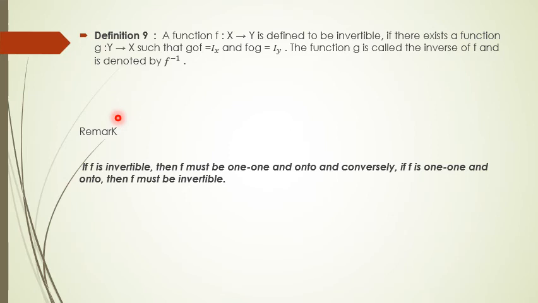Here is one remark, a very important point. If f is invertible, then f must be 1-1 and onto. Also, if f is 1-1 and onto, then f must be invertible. That is, f is invertible if and only if f is 1-1 and onto.